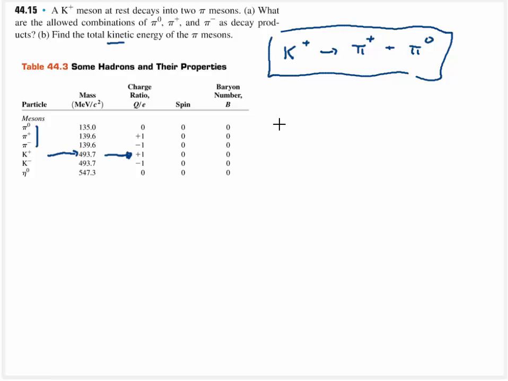Now let's find the kinetic energy. The kinetic energy is going to come from the mass difference, and so what we essentially have to do is take the mass of the K plus guy and subtract the mass of the pi 0 and the mass of the pi plus meson, and this is essentially going to give us our mass difference. And take a look at the table.